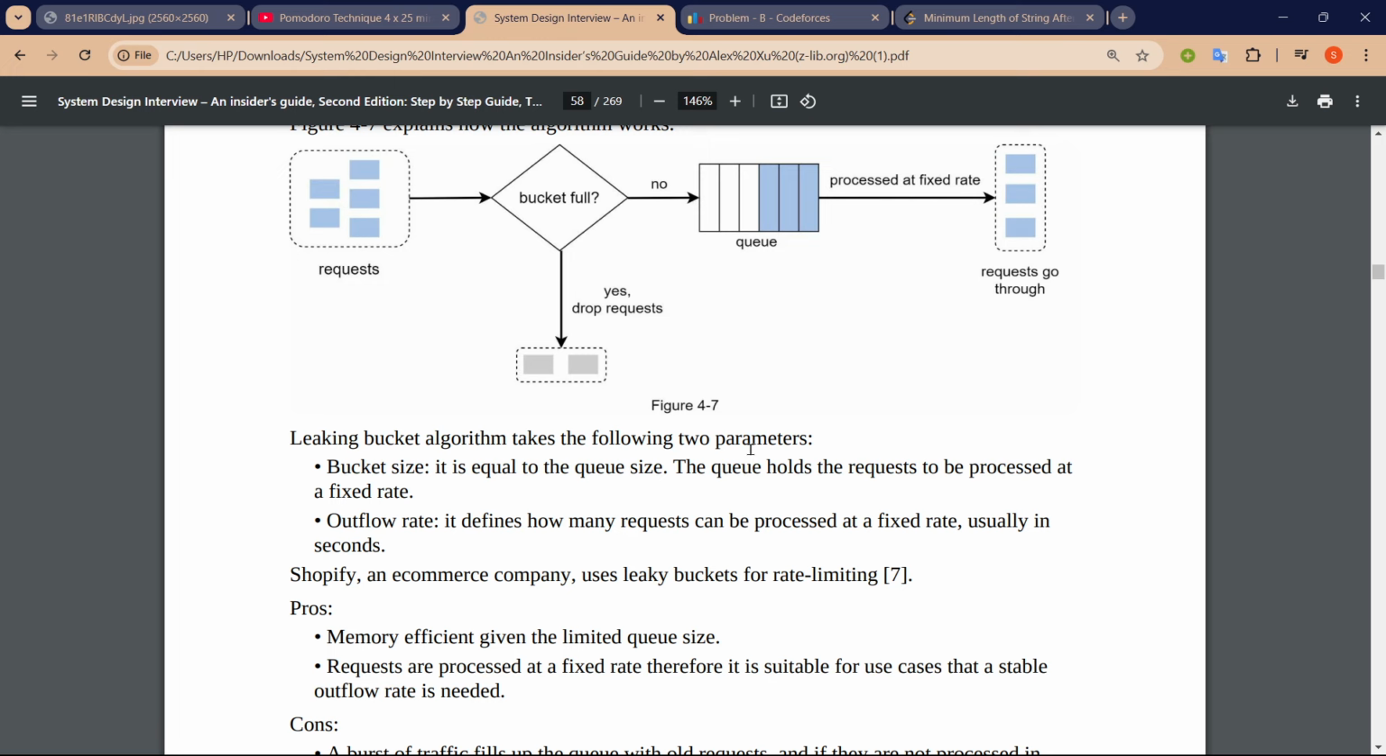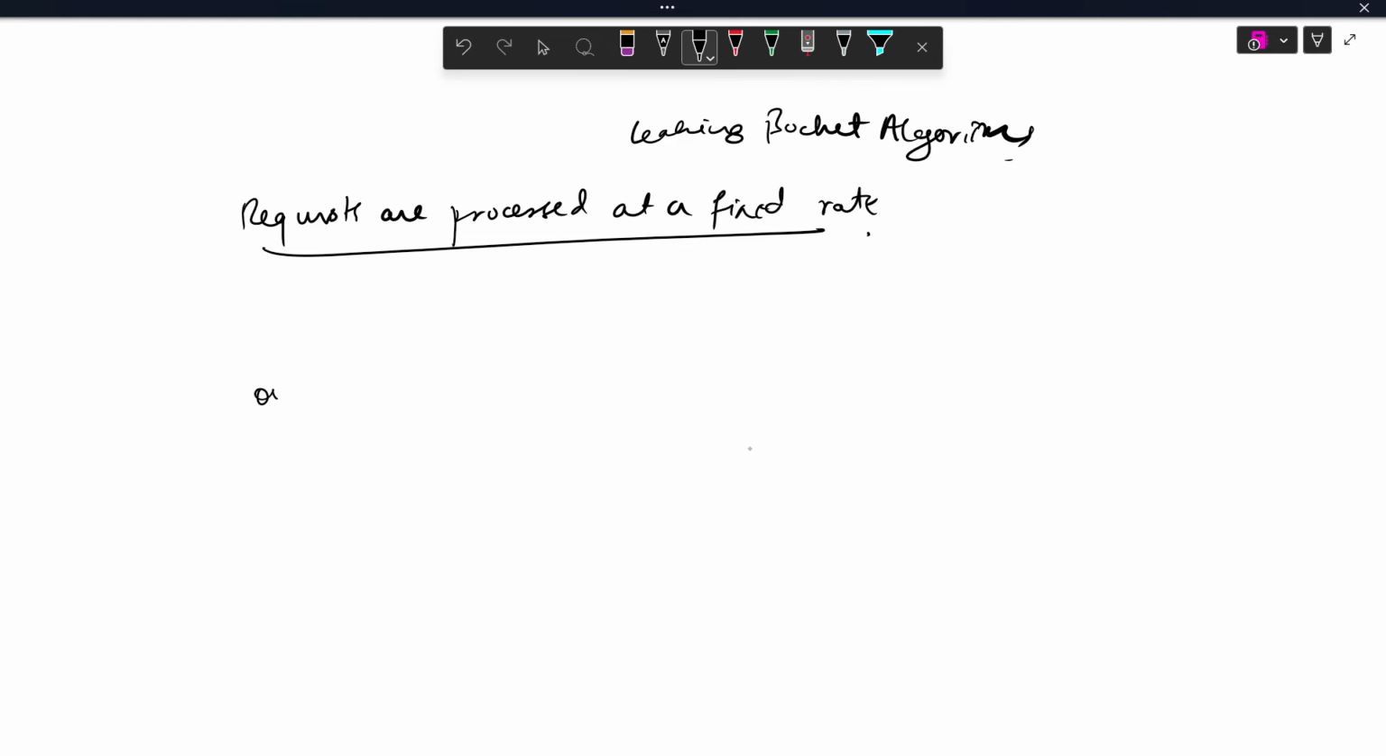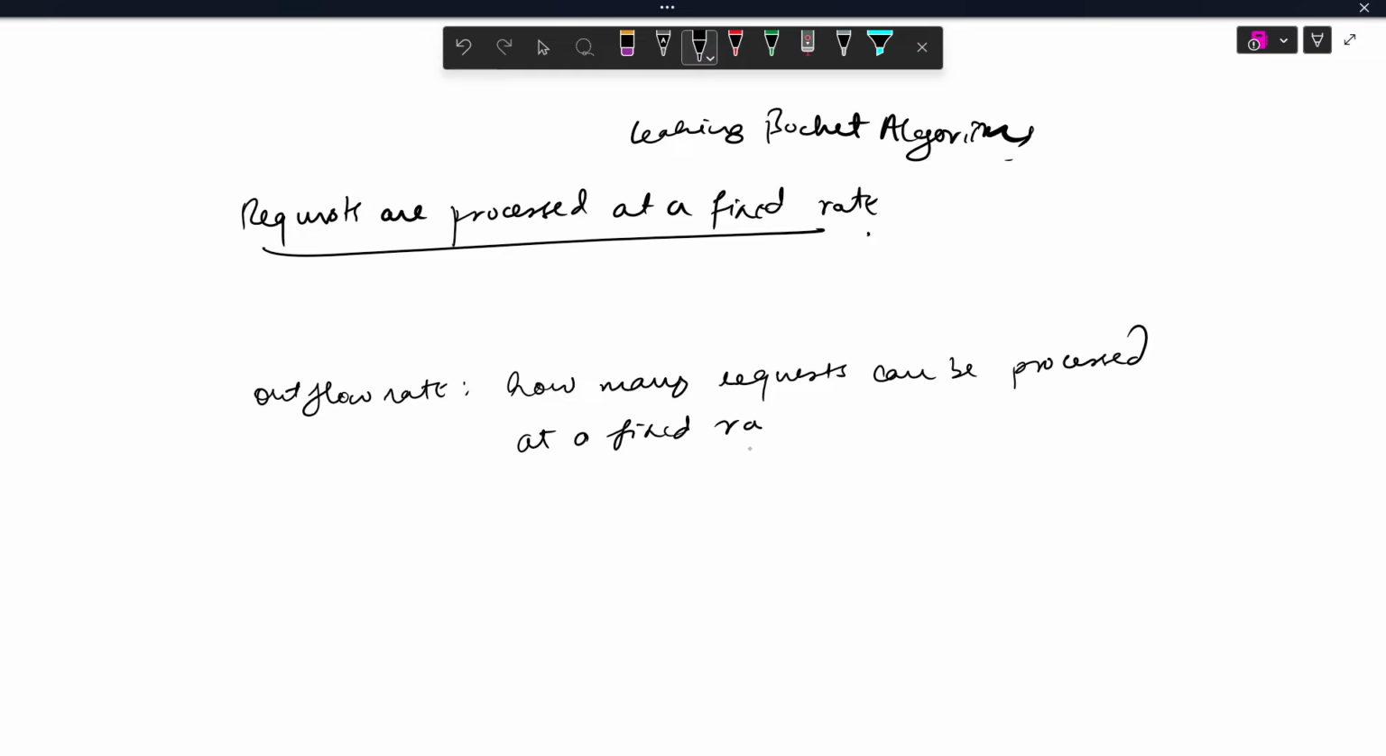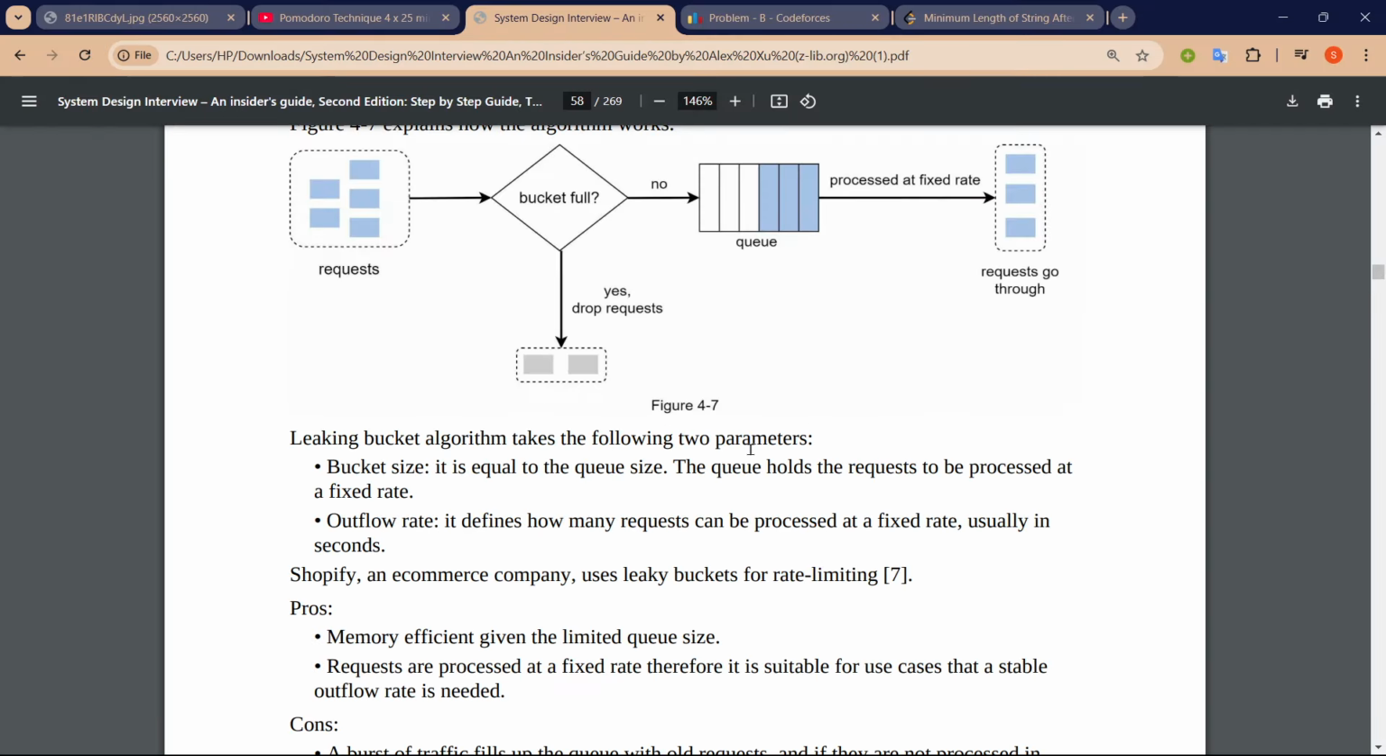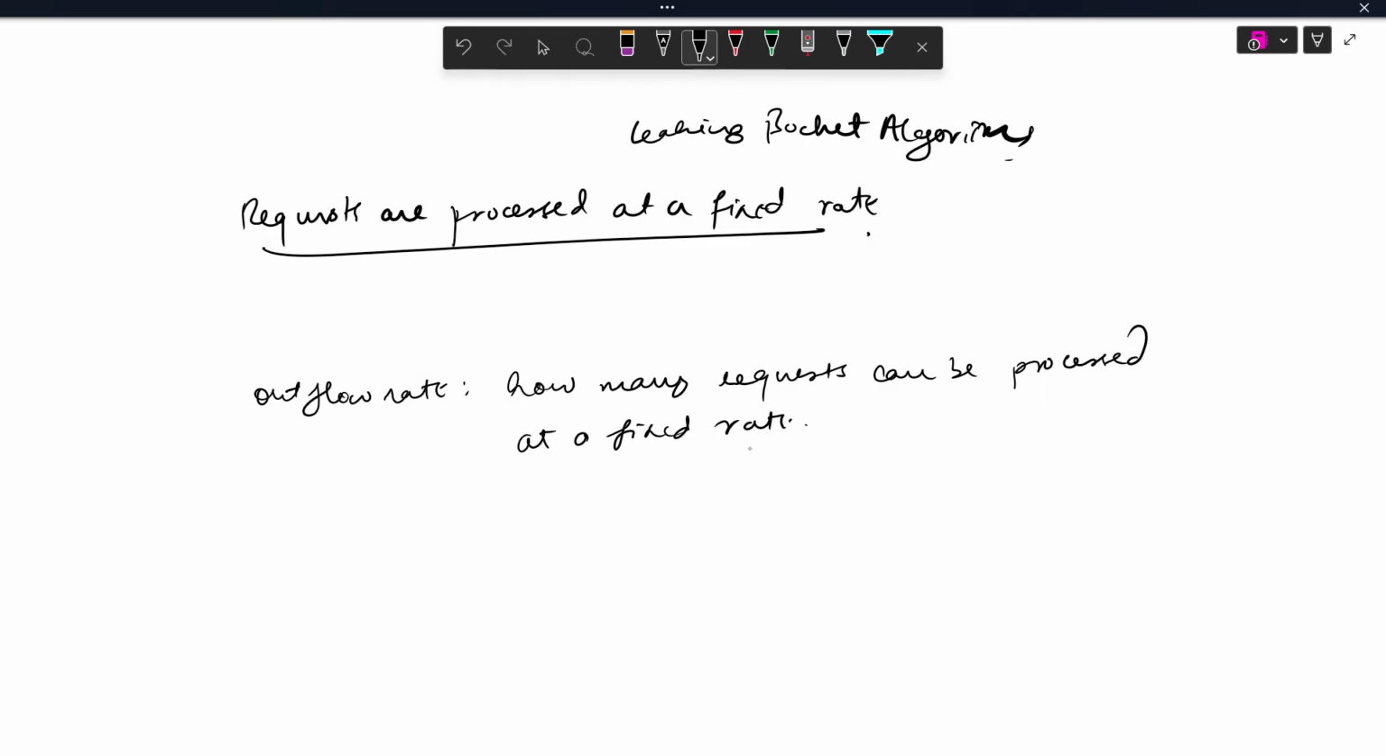The leaking bucket algorithm takes 2 parameters, bucket size and outflow rate. Bucket size is equal to the queue size. The queue holds the requests to be processed at a fixed rate. Outflow rate defines how many requests can be processed at a fixed rate, usually in seconds.